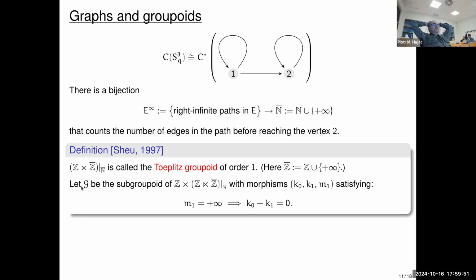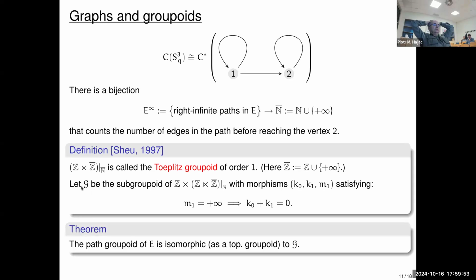Okay, now it was proved by Shaw that the convolution algebra of this subgroupoid is the Sister algebra of SQ2, and you can show that in fact this groupoid G is exactly the path groupoid of the graph that you see on top. I'm not going to do it because there are a lot of technicalities. The definition of topology on the set of arrows is subtle, on the set of objects less subtle, but still you have to give it.